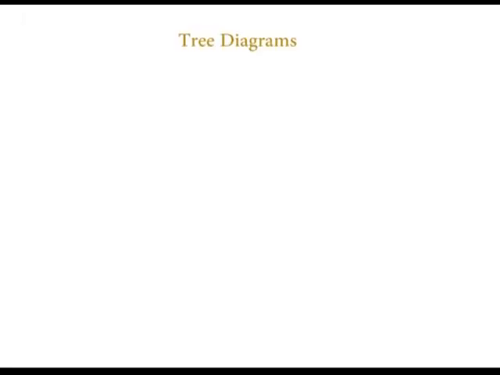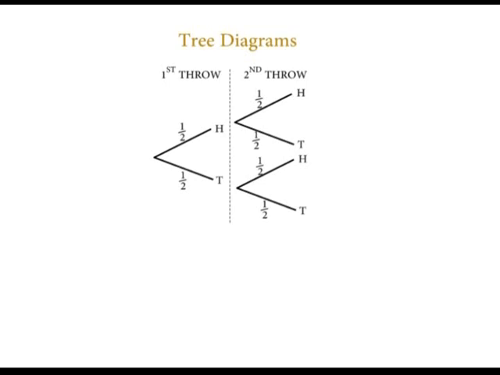Finally, the tree diagrams. Now, a useful way of sorting out problems of probability that involve more than one event is to draw a probability tree diagram. Consider a fair coin tossed twice. The outcomes can be represented on a tree diagram as shown on your screen.